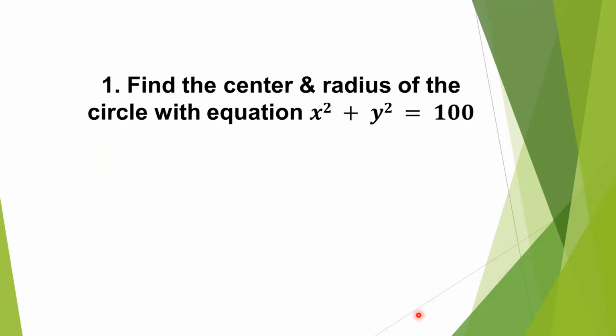First, find the center and radius of the circle with equation x squared plus y squared equal to 100. Okay, again, you can pause. You can choose to pause the video for a longer time if you want to have more time in answering the question. The answer here is center is the origin (0, 0), and the radius is 10.